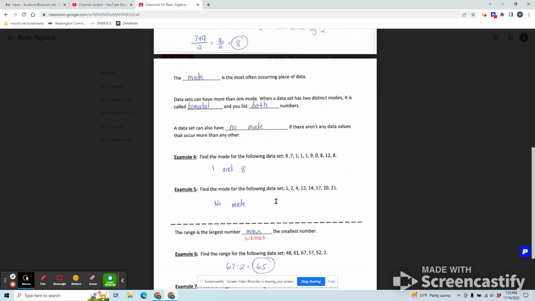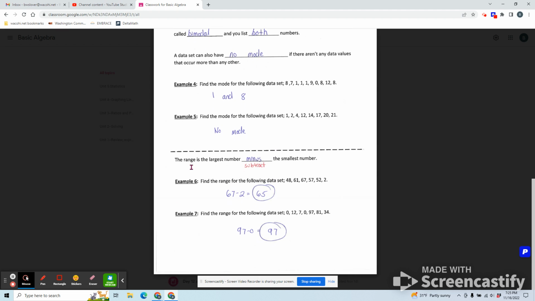So those are your three measures of central tendency. The mean, which is the average. The median is the middle number. The mode is the number that appears most often. And then finally, we get to the range, which is the largest number minus, which means we're subtracting, the smallest number. So for these two, I'm finding the range. I'm just taking my largest number, 67, minus my smallest number.